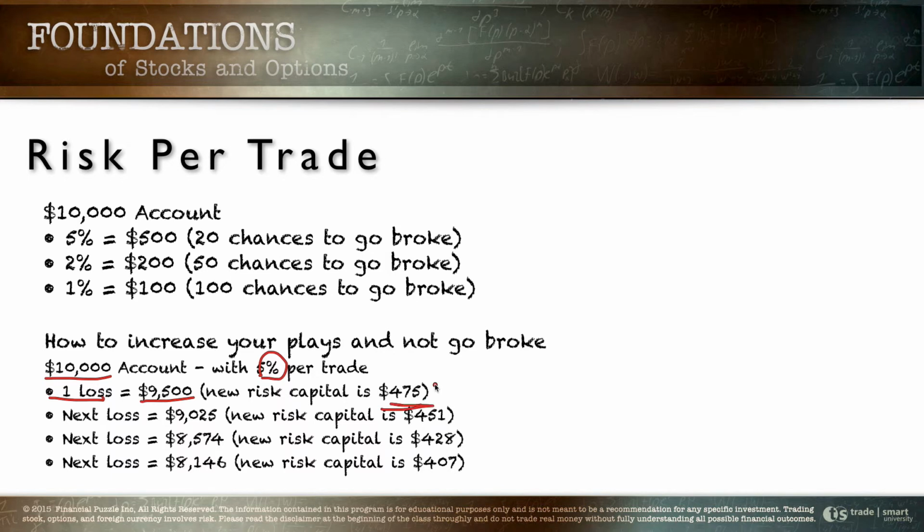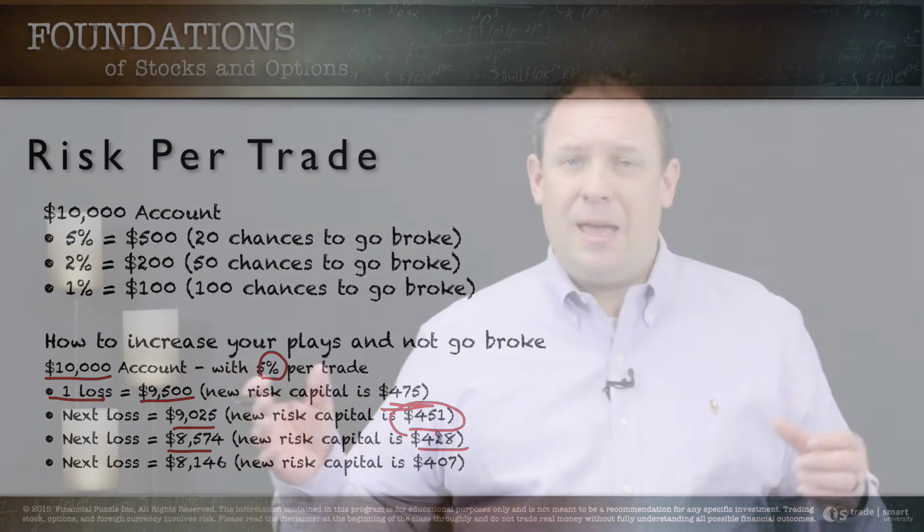So if on the second trade we lose again, our account is now down to $9,025. Our new risk capital is only $451. And as the account gets smaller and smaller, so does the amount that we can risk. If you just keep the same percentage, if you common size it, you say we've got $10,000, I can risk $500 on 20 trades, you've got 20 trades and that's all you've got. If you scale it down like this, you can actually stay in this game for a really, really long time. You can increase those substantially.